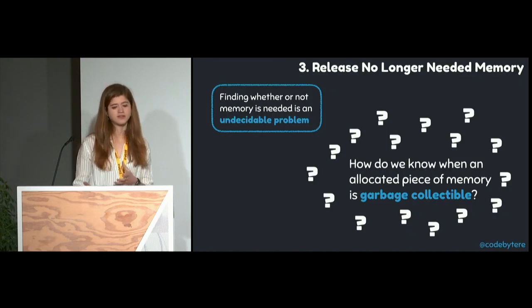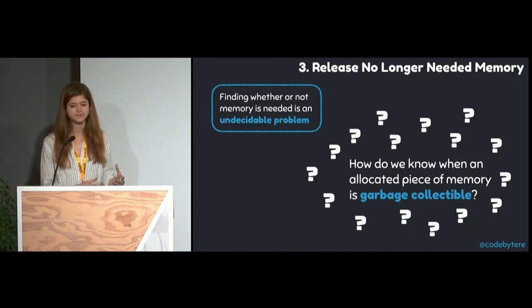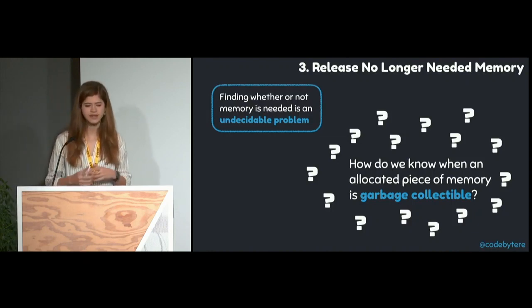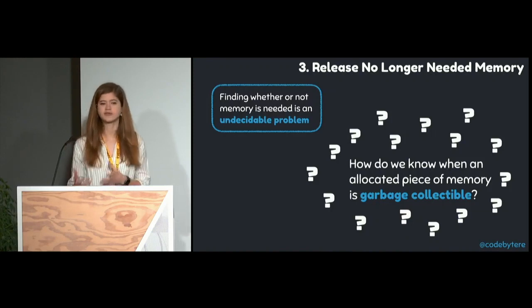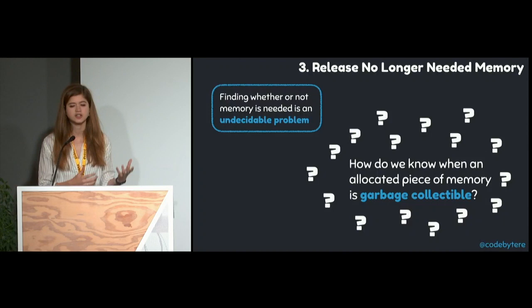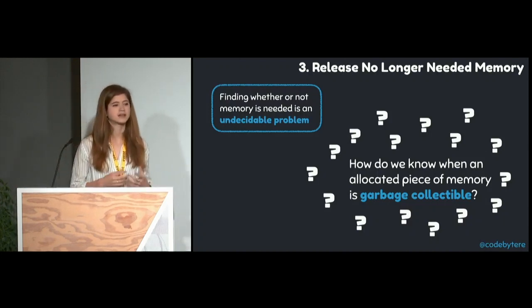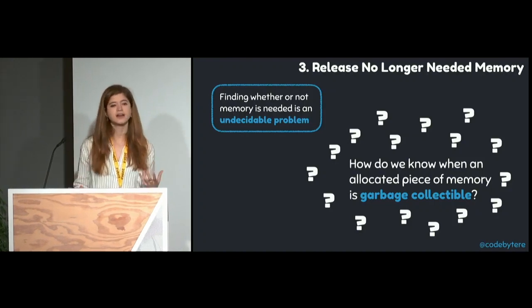Freeing the memory itself is pretty doable, but that's not what makes this stage tricky. The question we actually need to be asking ourselves here is, how do we know when we need to free a given piece of memory? What makes something garbage collectible? This question brings us to a key concept in computer science and logic, that of decidability.